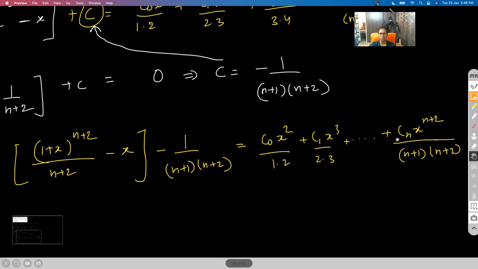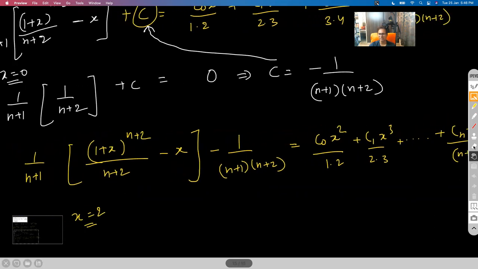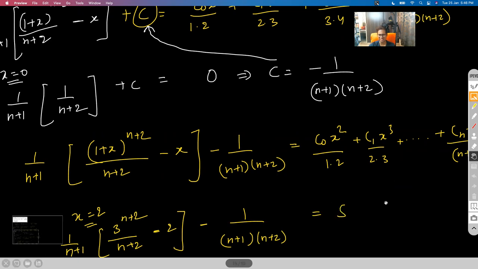Now put your x value as a 2. So when you do that, the left hand side will become 1 by n plus 1 times 3 to the power n plus 2 by n plus 2 minus 2 minus 1 by n plus 1 n plus 2. That would be a required series. Now all I need to do is simplify this.